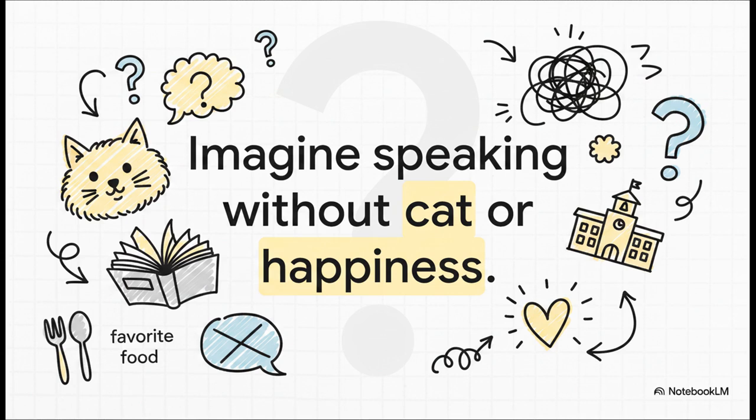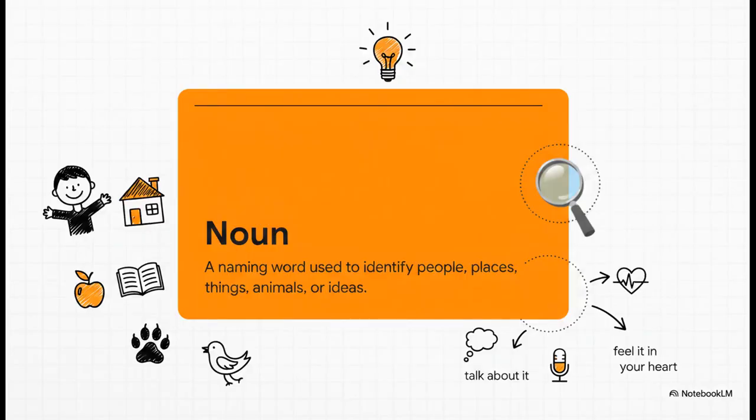I want you to just imagine for a second waking up tomorrow and trying to go about your day without using words like cat, school, or happiness. I mean, it would be absolute, literal chaos, right? You wouldn't be able to ask for your favorite food, tell someone where you're going, or even explain how you're feeling. And that right there is exactly why nouns are so incredibly powerful.